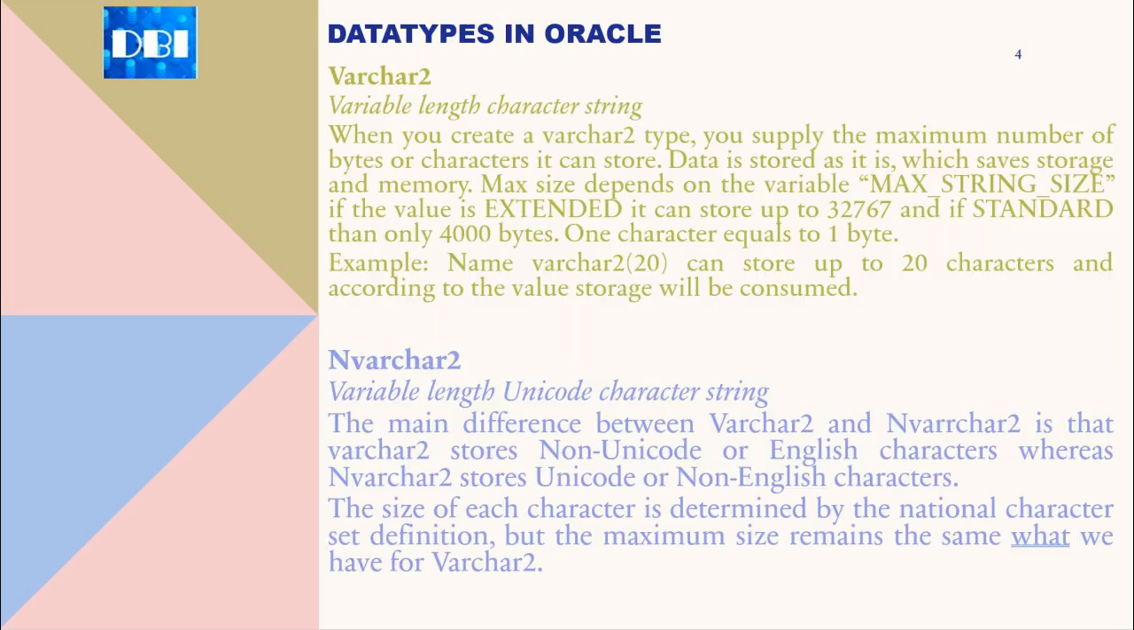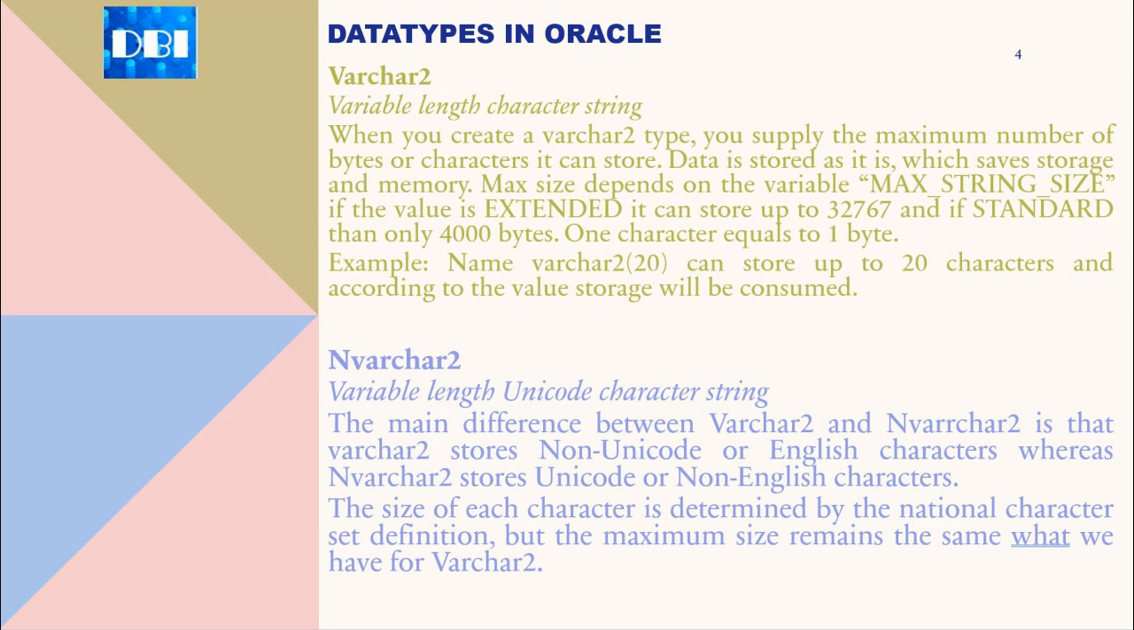Varchar2. Variable length character string. When you create a Varchar2 type, you supply the maximum number of bytes or characters it can store. Data is stored as it is, which saves storage and memory. Max size depends on the variable max_string_size. If the value is extended, it can store up to 32,767, and if standard, then only 4,000 bytes. 1 character equals 1 byte. Example, name Varchar2(20) can store up to 20 characters, and according to the value storage will be consumed.